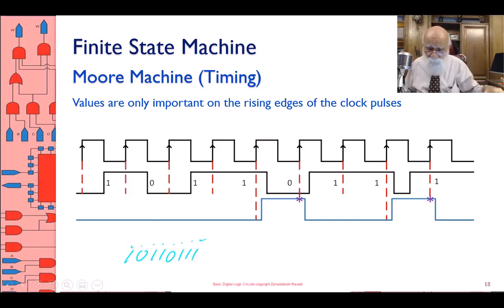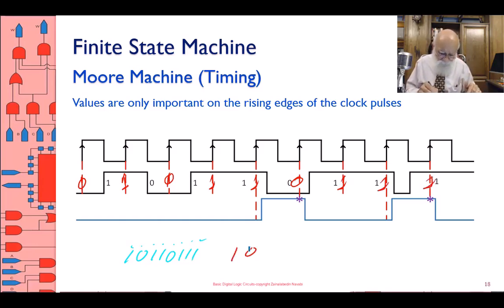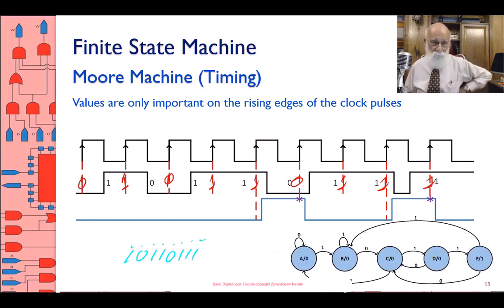So what I have here is, on this rising edge, the input is 0. On this rising edge, the input is 1. On this rising edge, the input is 0. The input is 1. The input is 1. The input is 0. The input is 1. The input is 1. The input is 1. And therefore, I say that I have seen 1, 0, 1, 1, 0, 1, 1, 1. Okay, let's follow the timing with the state diagram.